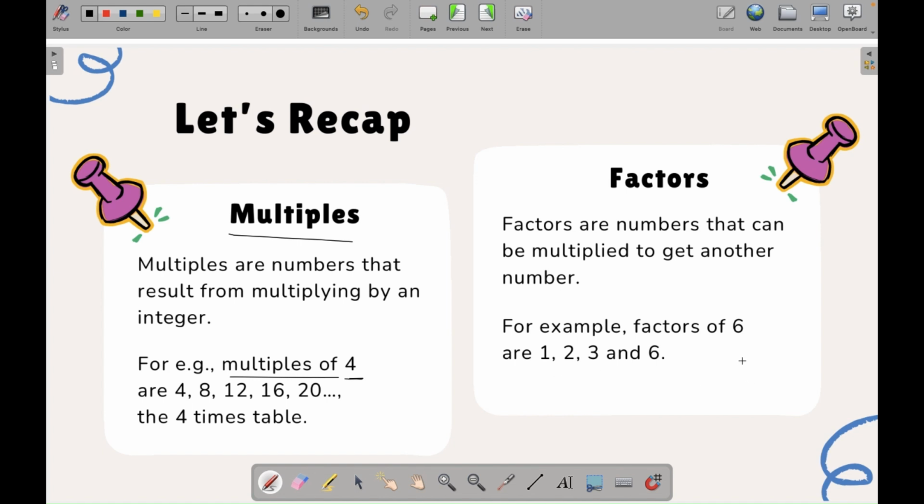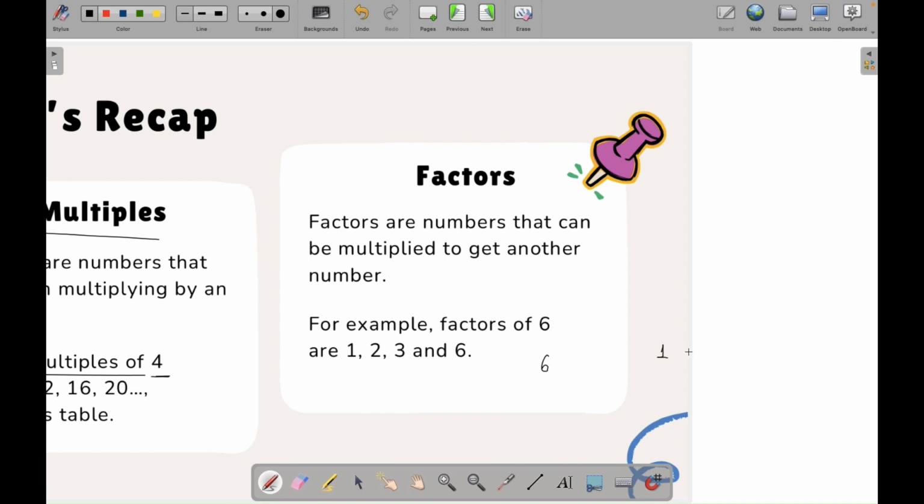If you look at 6, and if we use the conventional approach, we'll try to find the factor pairs. So we start with 1. 1 times 6 is 6. Then we'll move on to 2. 2 times 3 is 6. And then we'll check with 3. 3 times 2 is 6. Again, we see that 2 times 3 and 3 times 2 is the same thing, so we'll stop finding further factors. So 1, 2, 3 and 6 are the factors of 6.